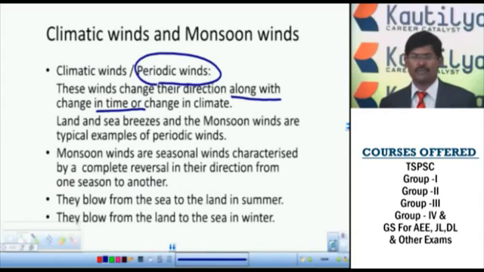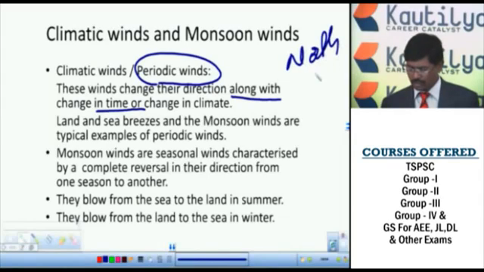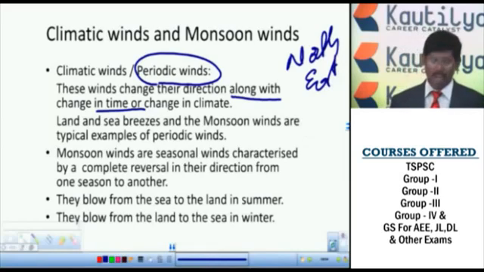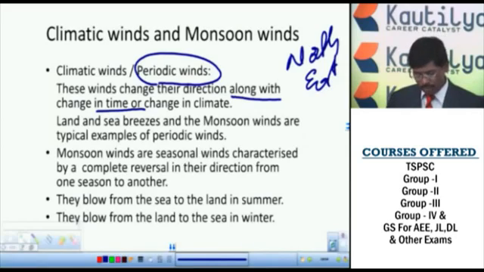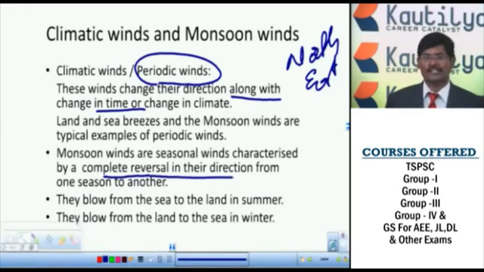In monsoon winds, we know what will generally change. Suppose in the Indian monsoon, if you observe, there are two types of monsoons. We have the northeast monsoon season, and the southwest monsoon season from mid-June to mid-September. This is mainly based on the climate, and it changes. Monsoon winds are also seasonal winds, characterized by a complete reversal in their distribution from one season to another. So this is the main point.